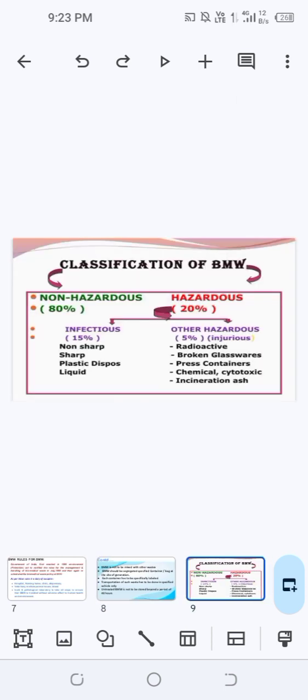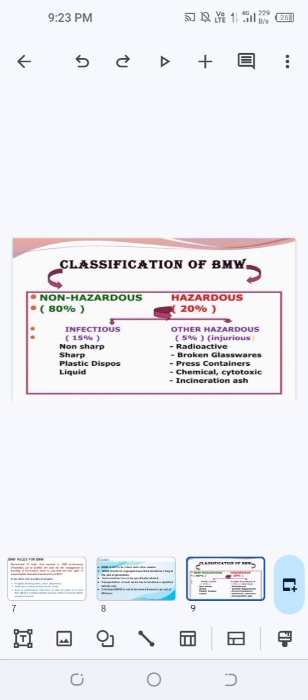Now coming to the classification of biomedical waste, the waste can be categorized as infectious waste and non-infectious waste. Infectious waste, you can say, spreads from one person to another. From that particular waste, it can cause some nosocomial infection among the people. The waste can be found in the form of sharp instruments or non-sharp instruments and plastic disposable liquid.